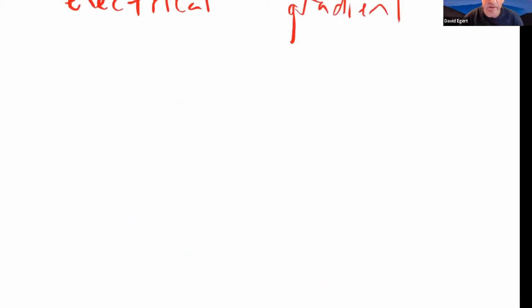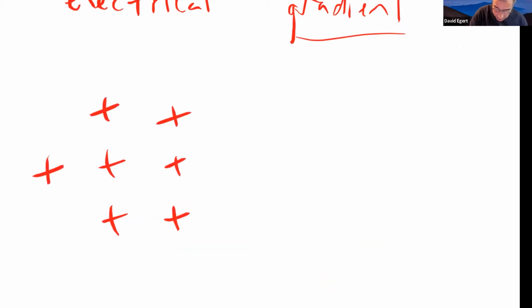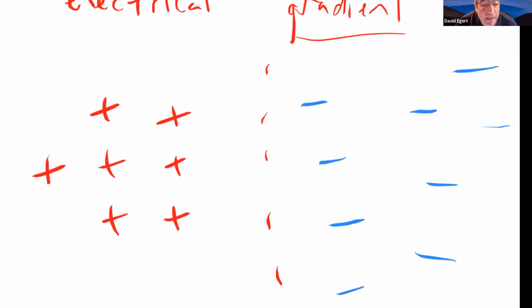So a gradient means there's an unequal amount as you go across space. Normally you think of things being homogeneous, equally distributed everywhere. With an electrical gradient, let's say there were more positive charges over on this side and more negative charges over on this side. So now, what do we call a charged atom? Ion. So let's say we take an ion.